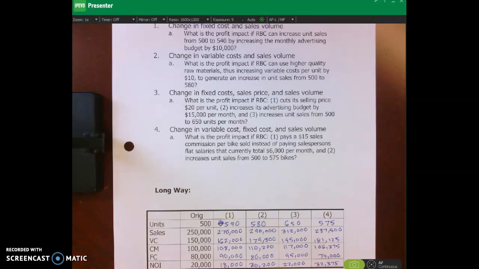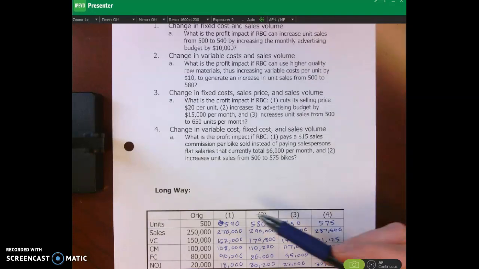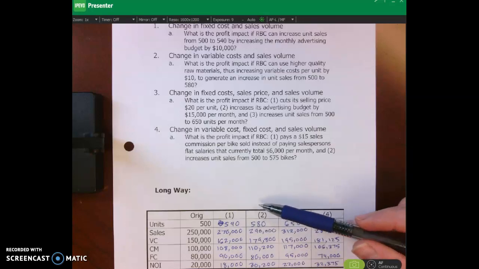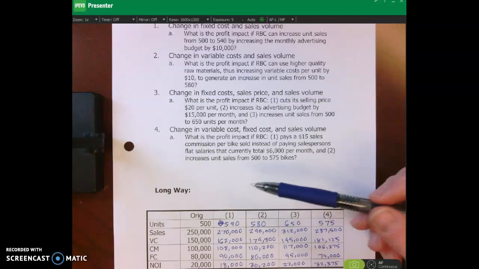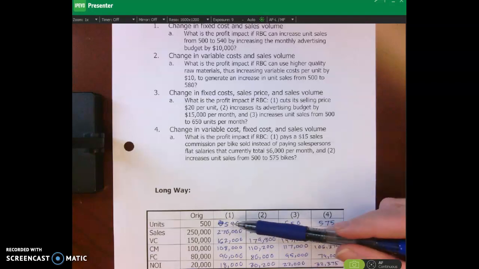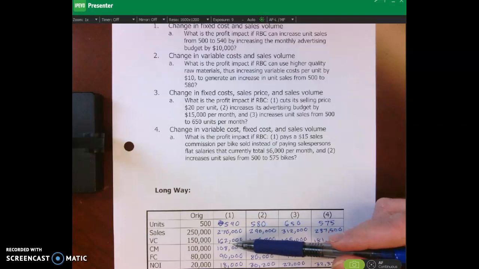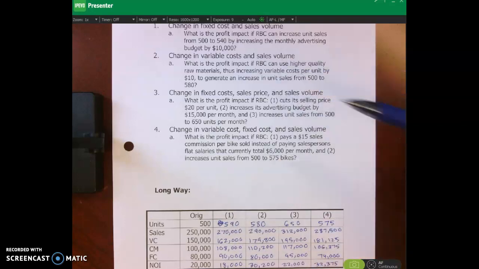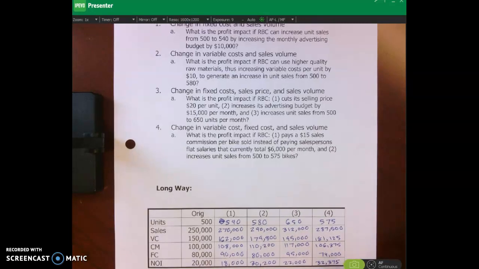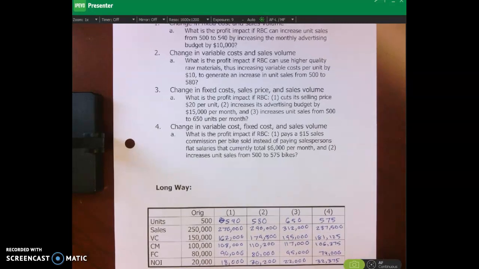Hello and welcome. In this lecture video, we're going to be talking about how to solve these cost volume profit analysis problems using the shortcut way. In the prior lecture video, we talked about how to do them the long way. The long way is basically using the profit equation to recreate the contribution income statement at different levels of output and based upon these assumptions. So now we're going to look at doing the shortcut way, which is using incremental analysis.